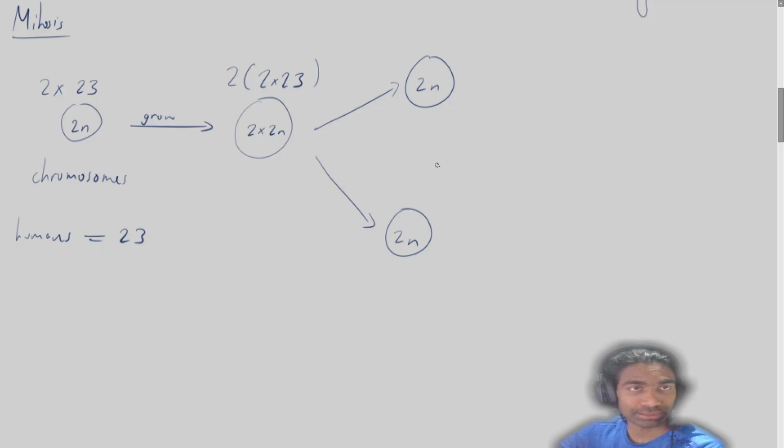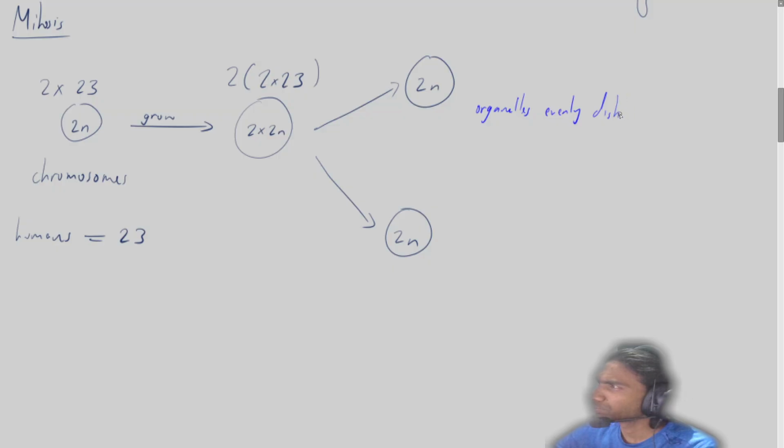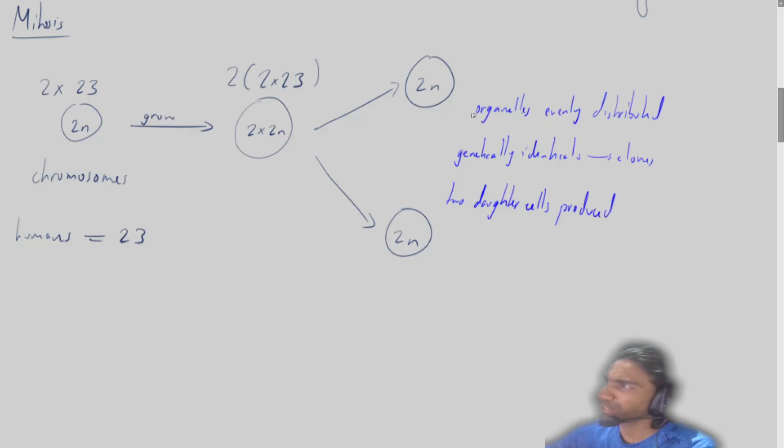The key features of this is that the organelles are evenly distributed. The chromosome content is the same, or I can say that they are genetically identical, meaning that the end products are just clones. And another point as well is that 2 daughter cells are produced. Okay, so these are some of the key points of mitosis.